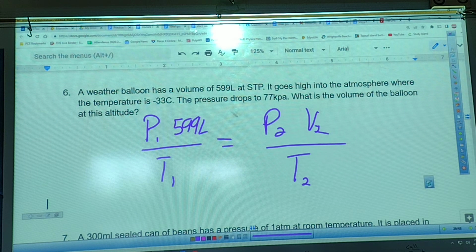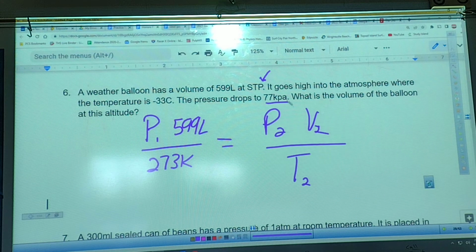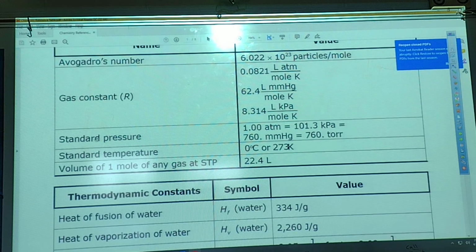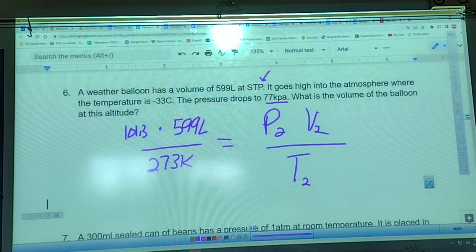At STP, standard temperature, we know, is 273 Kelvin. And standard pressure. Well, since the problem is in kilopascals, we're going to give the standard pressure in kilopascals, which again is on page 1 of your tables. That's 101.3. If you look on page 1 of your table, standard pressure in kilopascals, 101.3.